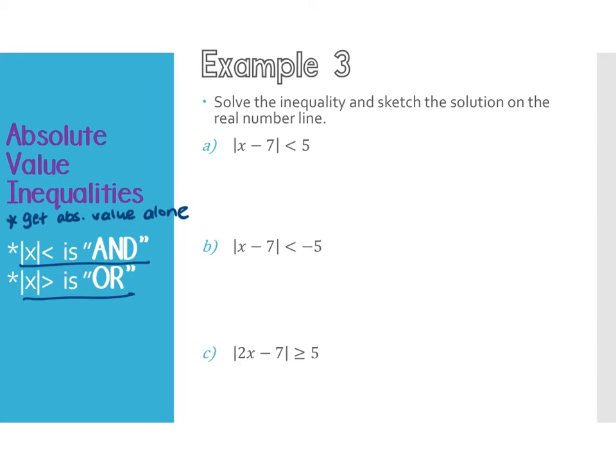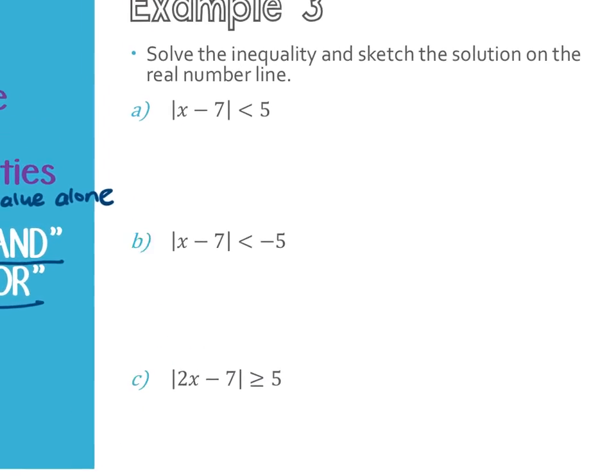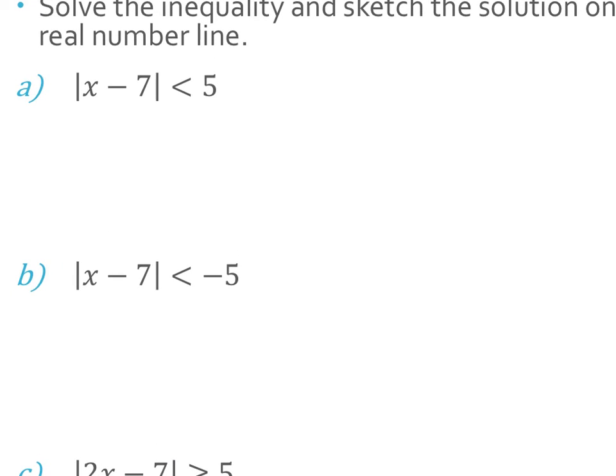When you're looking at the examples that are here, so if I look at the very first one, first of all, same set of instructions. Solve the inequality, sketch the solution on the real number line. If I look at A, the absolute value is already on the side by itself. If it wasn't, if it was like a +3 here, I'd move the 3 first, because that could actually change it from an and to an or. So you want to make sure it's on the side by itself first, which in this case it is. And if you read this out loud, this is absolute value of x minus 7 is less than, which means this is an and, 5.